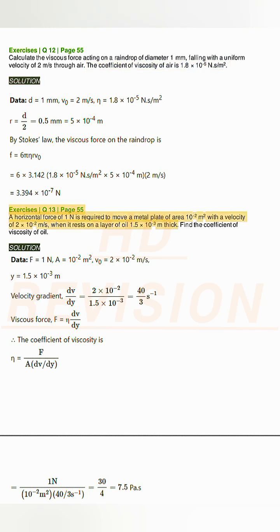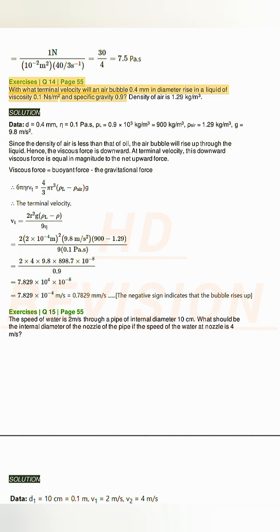A horizontal force of 1 N is required to move a metal plate of area 10^-2 square meters with a velocity of 2 × 10^-2 meter per second, when it rests on a layer of oil 1.5 × 10^-3 m thick. Find the coefficient of viscosity of oil. Solution. Exercises, Q14, page 55.